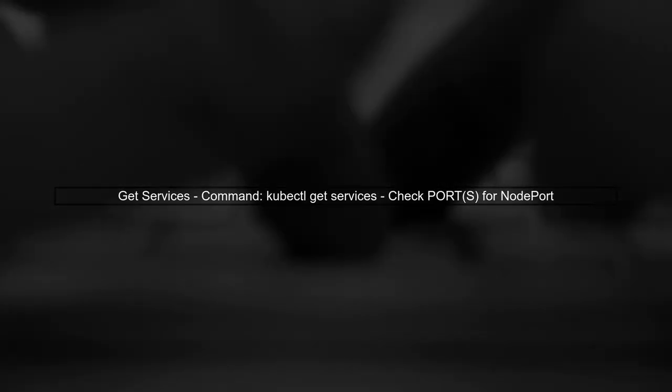After editing the service, you can find the node port assigned to Jenkins by running the command to get services again. Look for the port under the ports column. Once you have the node port, you can access Jenkins using the Minikube IP and the assigned node port. Use the command minikube ip to get the IP address.